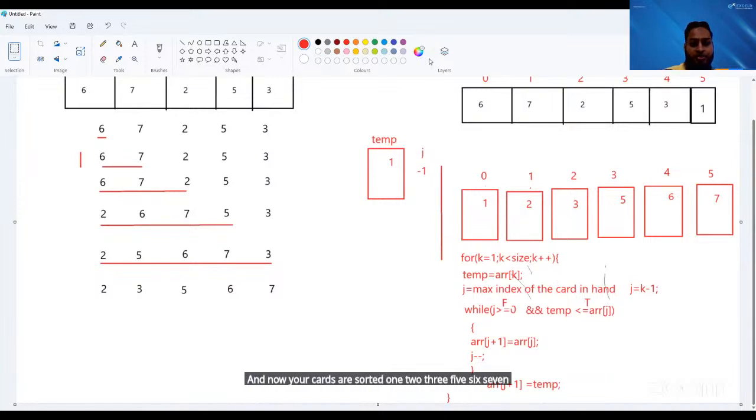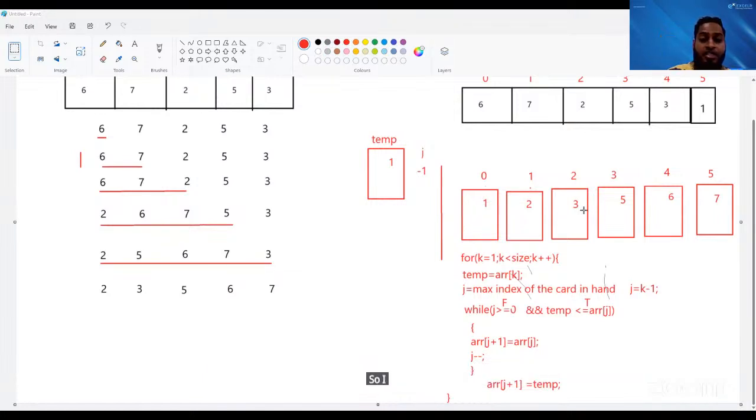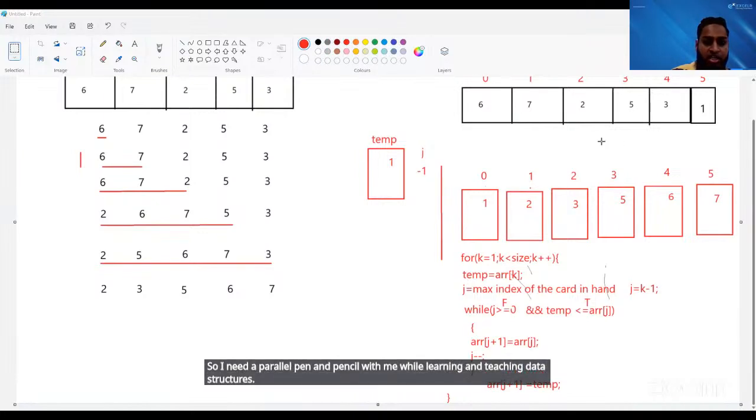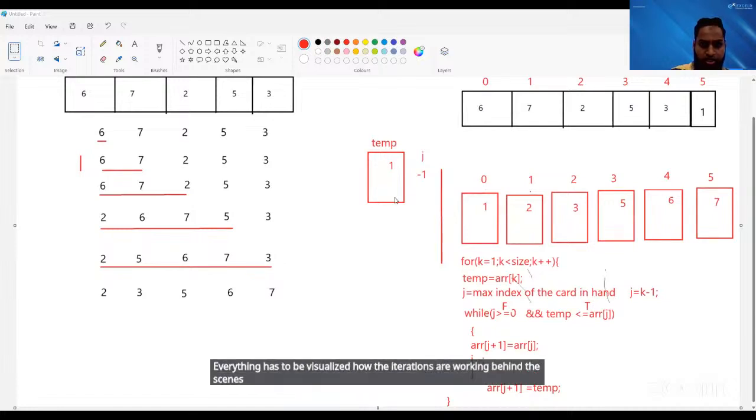How was that, guys? Okay, a bit. So you'll have to try to imagine when doing data structures, you cannot do data structures without drawing. That is my experience. So I need a pen and pencil with me while learning and teaching data structures, because everything has to be visualized, how the iterations are working behind the scenes. So now let's go and code it.